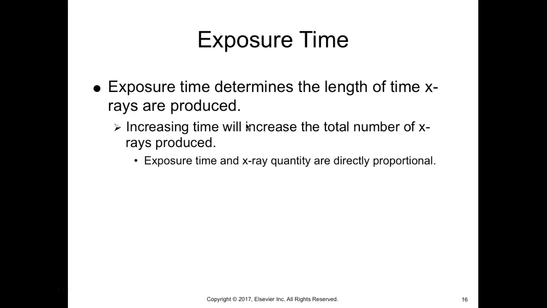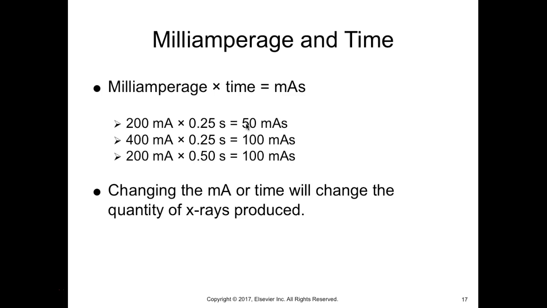Exposure time determines the length of time the X-rays are produced. An increase in time will increase the total number of X-rays produced. Exposure time and X-ray quantity are directly proportional. Milliamperage times time is your mAs. So changing the mA or the time will change the quantity of the X-rays produced.